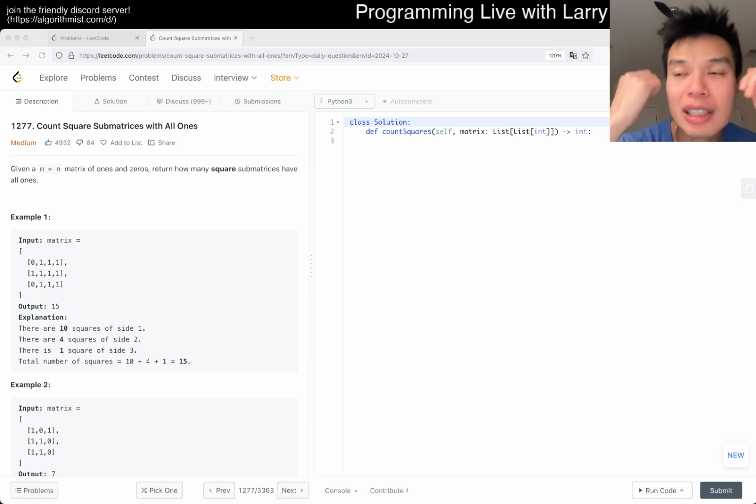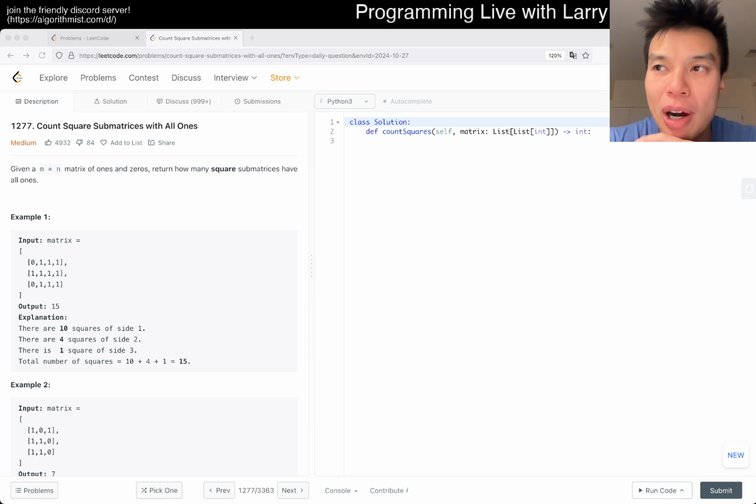This one, I don't think this is an easy problem per se, or I mean, I know that they grade it as medium. I think it's kind of harder if you haven't seen some similar things before. But the idea is just dynamic programming, right? And the idea behind that is, how many 1 by 1 squares do you have? And then how many 2 by 2 squares do you have? They kind of hinted at it in the example, but a 2 by 2 is made out of 4 1 by 1s.